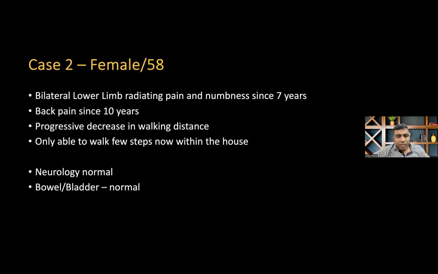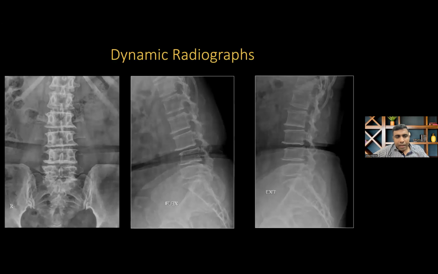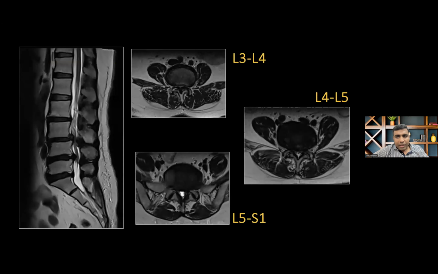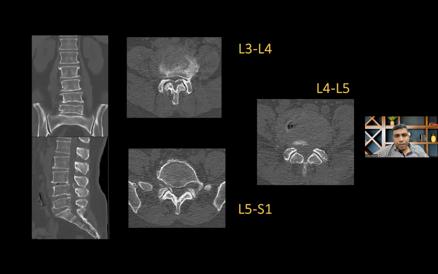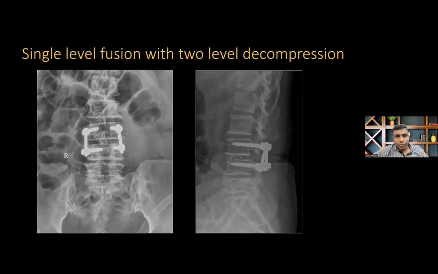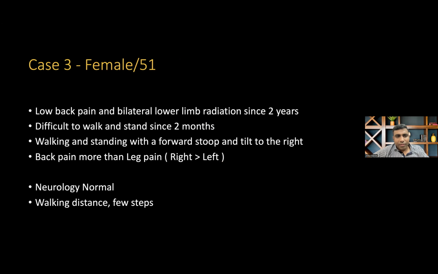However, if you look at this case, she is a 58-year-old female, bilateral lower limb radiating pain and back pain also now, and progressive walking distance is reducing. And what you can see here is that there is a listhesis at L3-4 with an angular instability, and multi-level stenosis, severe stenosis at 3-4, moderate at 4-5, and 5S1 bilateral lateral stenosis is there. And these are the CTs wherein you can see that there is ossification of the ligamentum flavum also at the level of L3-4. So what we have done is a fusion at 3-4, but decompressions at 4-5 and 5S1.